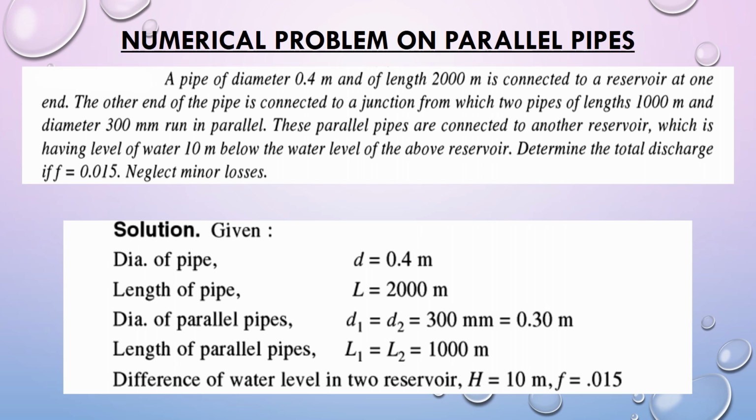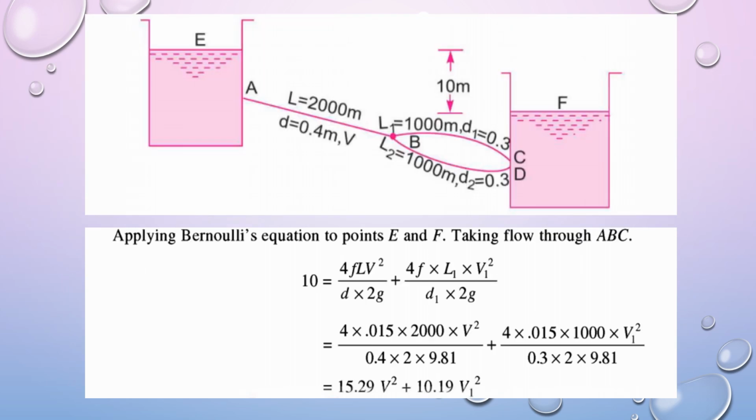So we have to draw a figure here to solve the problem or to better understand the problem. So go ahead with this problem. We have to draw this figure. So in this figure there are two reservoirs. We are naming them reservoir E and reservoir F, and water has to be supplied from E to F. E is at a higher height and F is at a lower height, and the height difference is 10 meters.